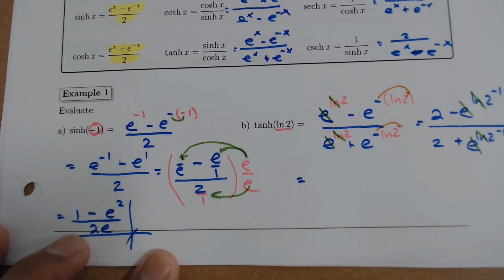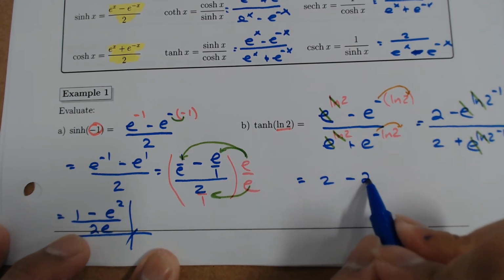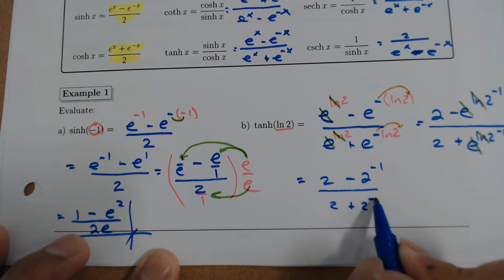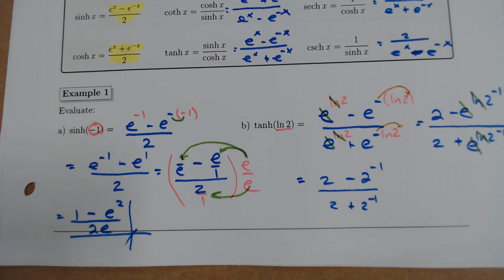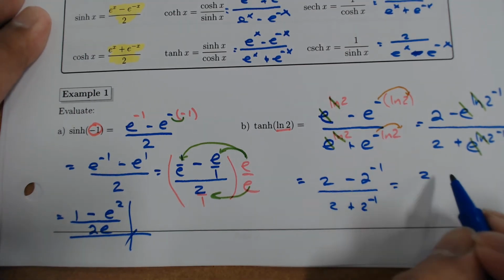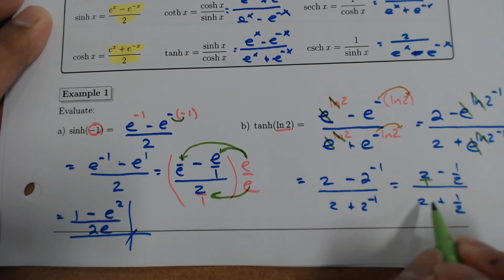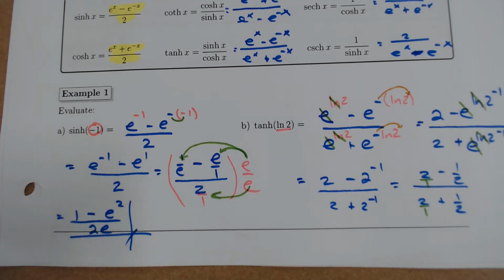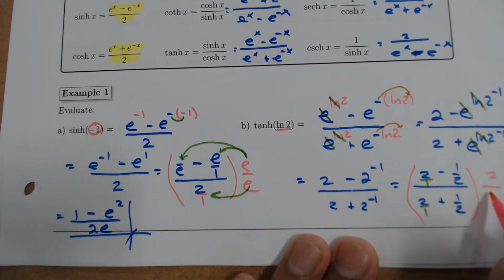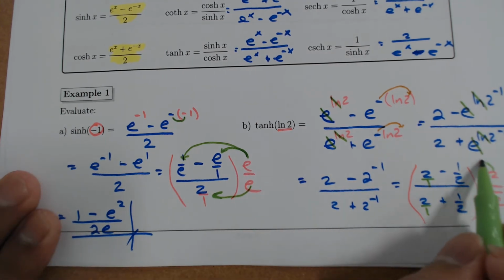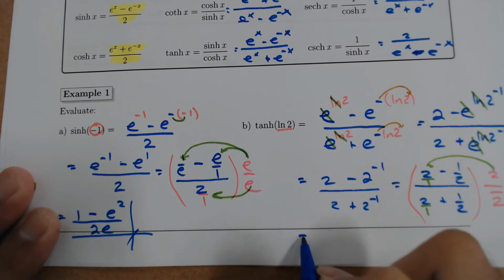So what's next? 2 minus 2 to the negative 1. Let's leave it as 2 to the negative 1 for now. Of course, let's use the laws of exponents to clear those negative exponents. So 2 to the negative 1, what is that equivalent to? Anyone? One half. So that's 2 minus 1 half over 2 plus 1 half. And of course, you might want to add these invisible ones, so the least common denominator is easier to find. We do that by multiplying numerator and denominator by 2. So 2 times 2 equals 4.